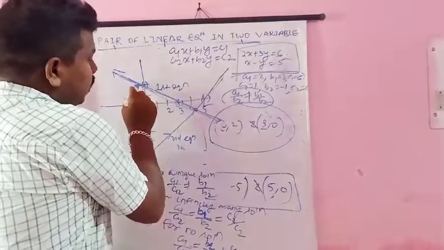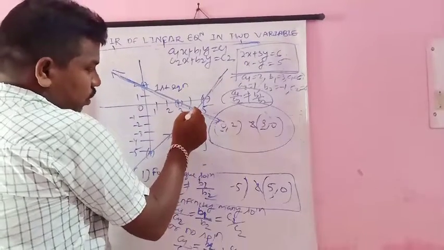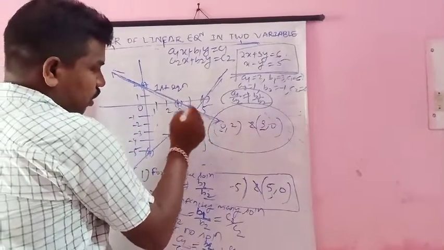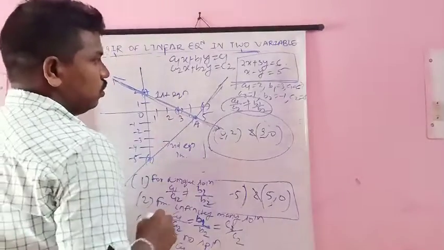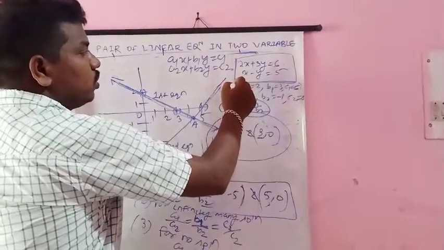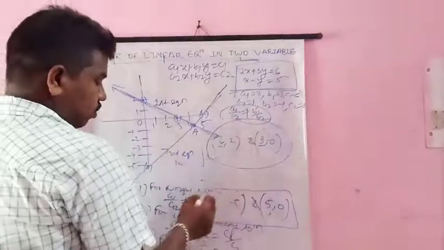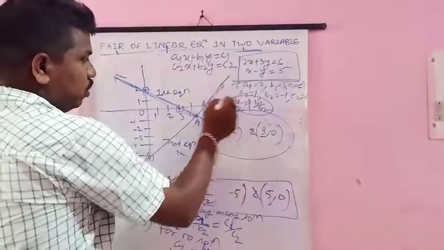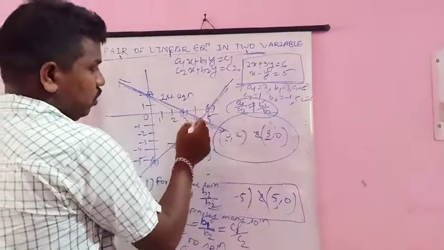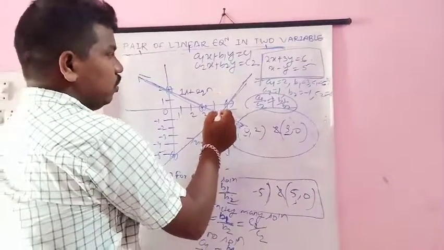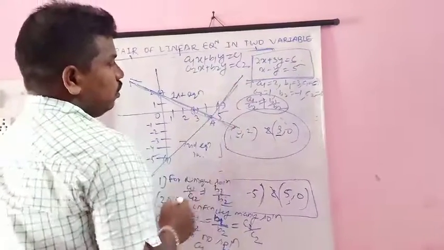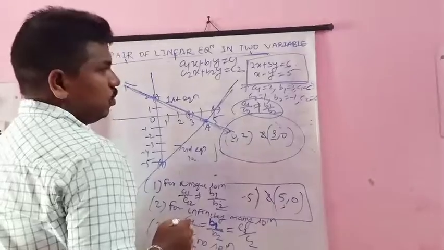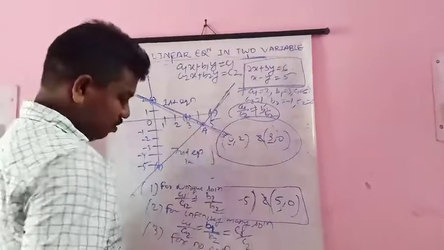So from the graph we see that these two lines intersect at this point. This point is known as A. So it gives a unique solution. From the condition we see that it is a unique solution, and from the graph we also see that it is a unique solution. So in this way we solve the graphical method problem in a pair of linear equations.